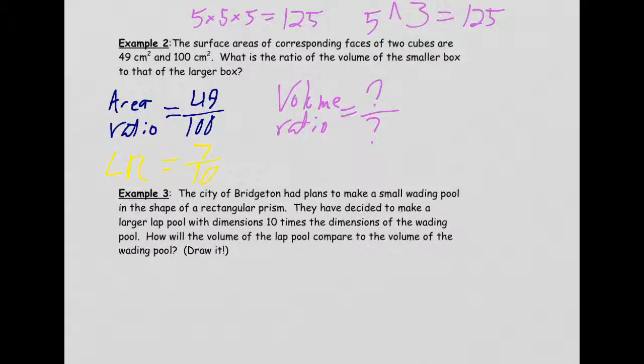So to find the volume ratio, what do I do to the length ratio? Cube it. And then I find the volume ratio. It is here. I'll put it up here. Three over 1,000. Okay.